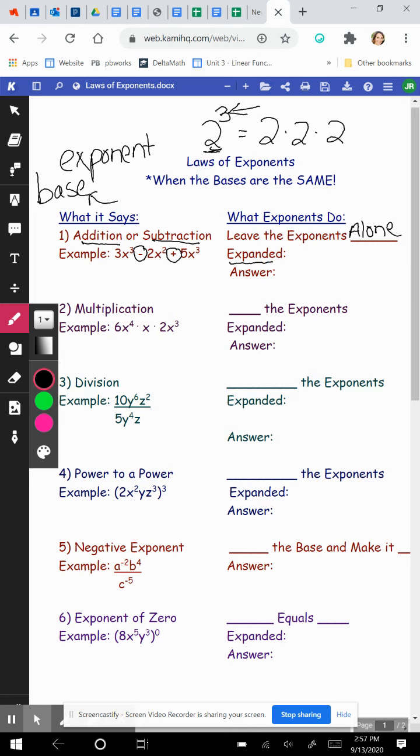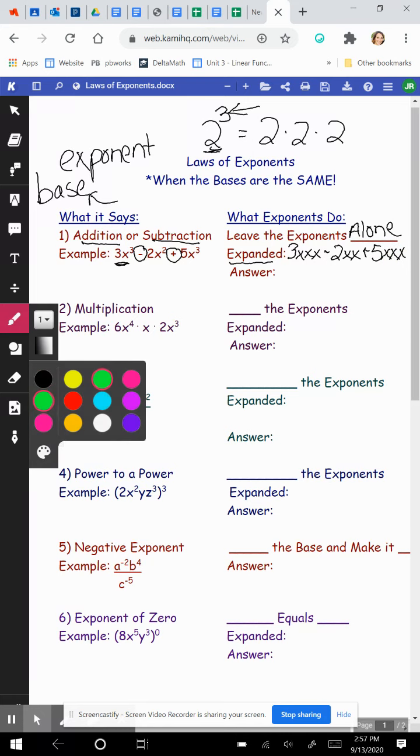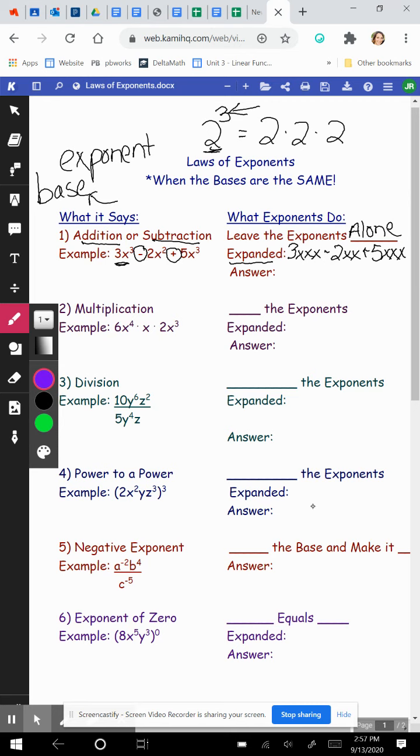So if I looked at the expanded form, this right here says 3x cubed, so 3 with 3 x's, minus 2x squared, so 2 with 2 x's, plus 5x cubed. So now we would do what we know, which is combine like terms. So I'm going to combine this one and this one because they have the same amount of x's. They're the exact same base raised to the exact same exponent. 3 plus 5 would give me 8, so that would be 8x cubed.